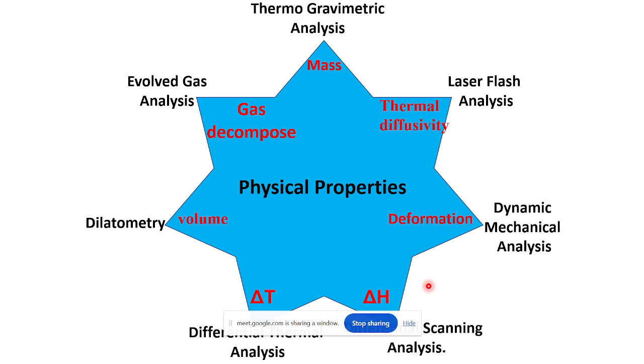Now in the case of DSC, we increase the temperature, but we measure the change in the enthalpy, the delta H value. So delta H versus temperature will be the ultimate DSC data. If you say DSC data, it is plotted with delta H on the y-axis and temperature on the x-axis.